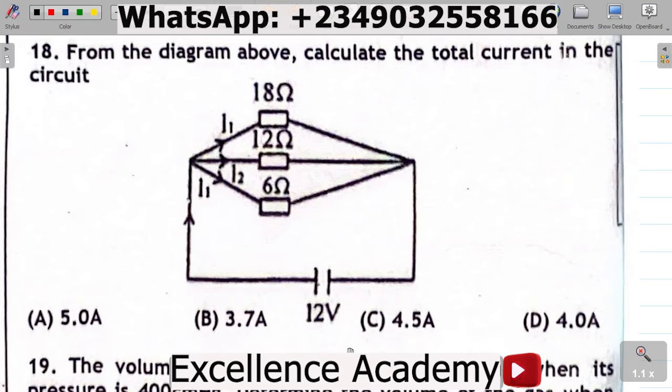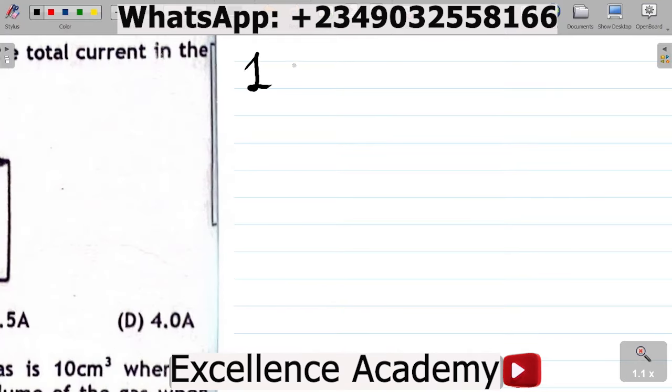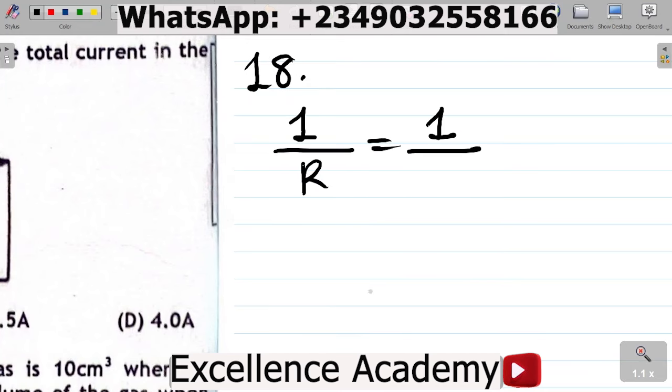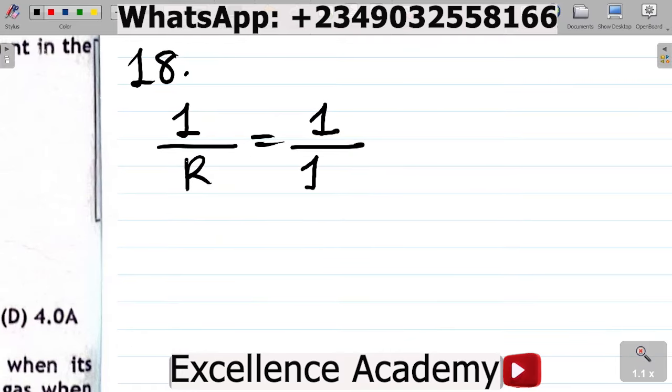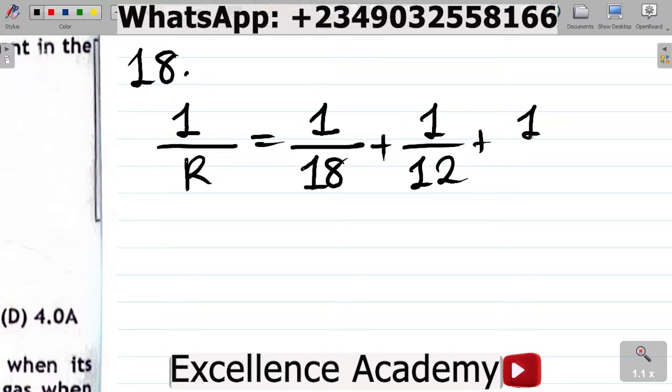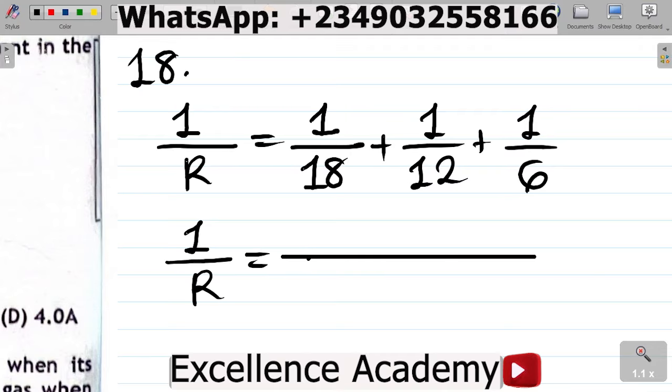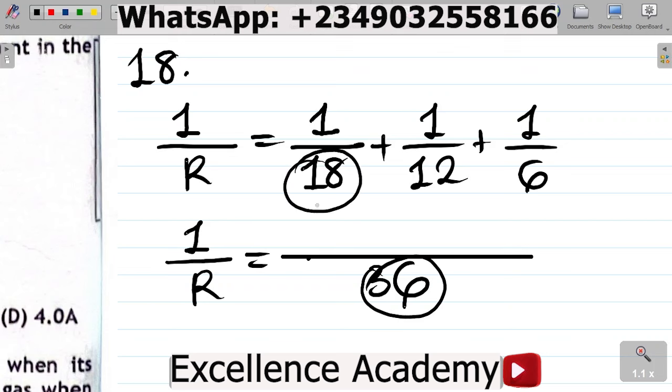The equivalent resistance here, question number 18: 1 all over R is equal to, since they are in parallel, I will take inverse. So 1 over 18 plus 1 over 12 plus 1 over 6. Let's get this done. 1 all over R is equal to... If I take my LCM here, it will be 36. Now 36 divided by 18 gives you 2.